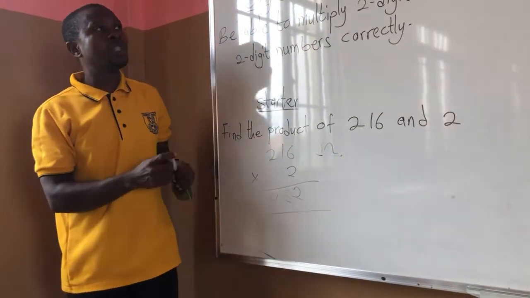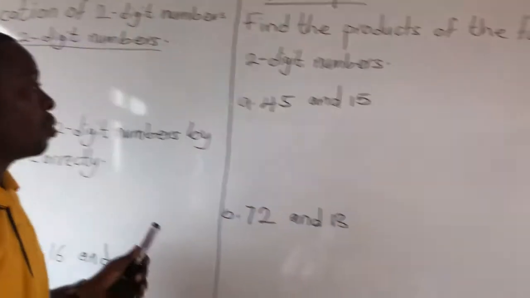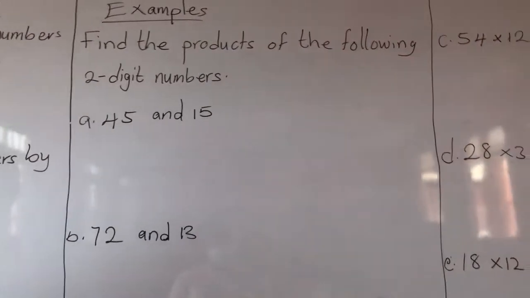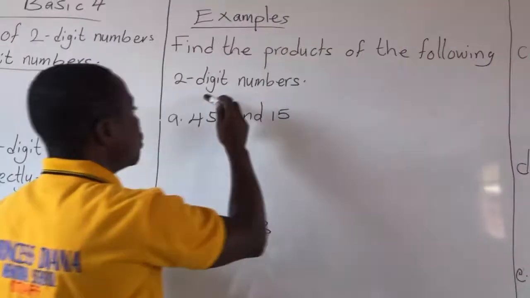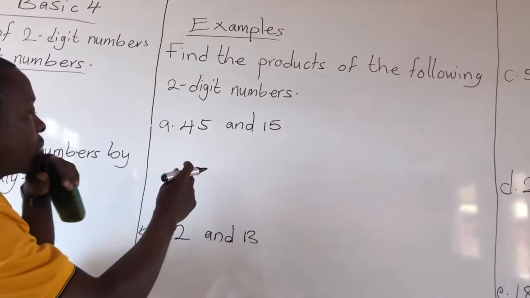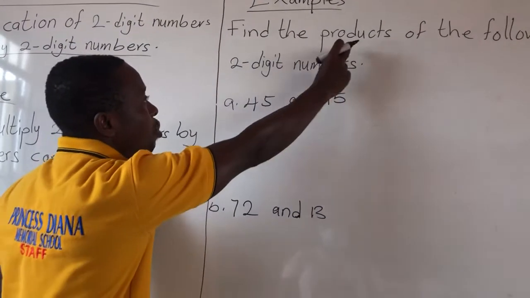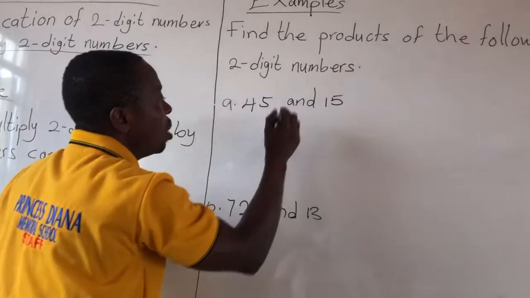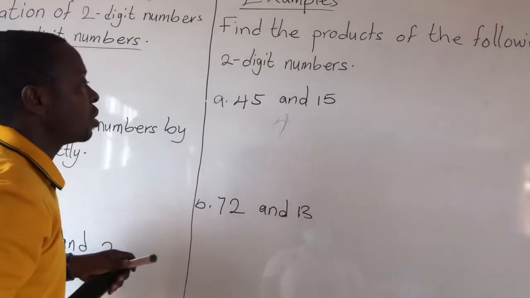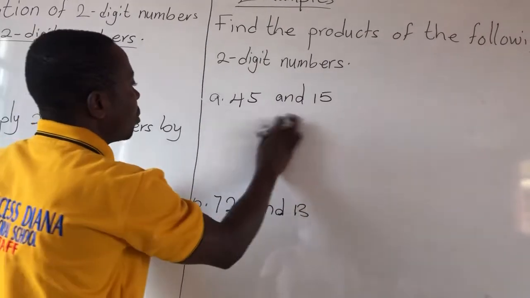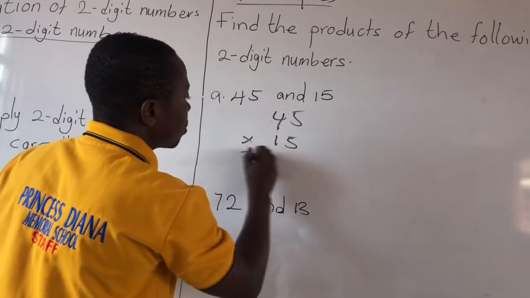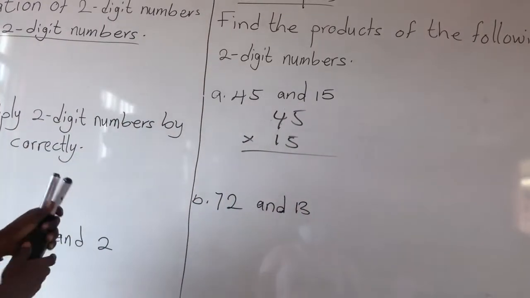Very good. Now let's continue with today's one. We are talking about multiplication of 2-digit numbers by 2-digit numbers. Find the product of the following 2-digit numbers. Now we have to change it to multiplication. We have find the product, so we know that the product is of multiplication. So we have 45 times 15. Good. This one you have to take your time.